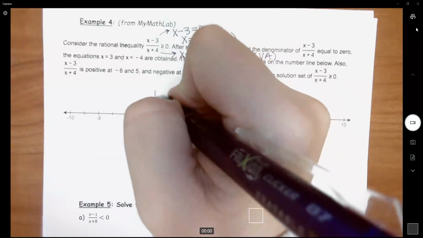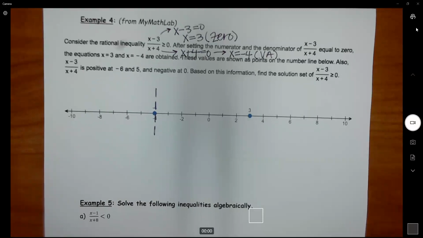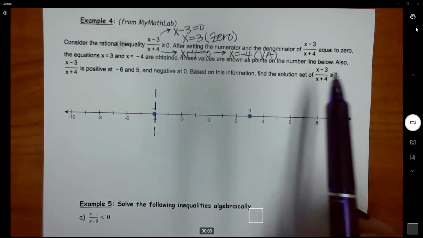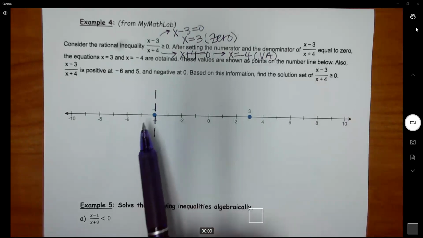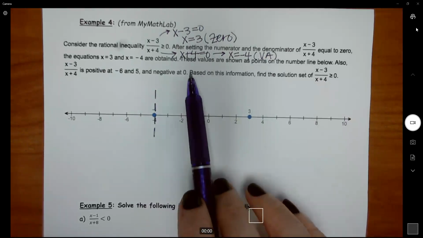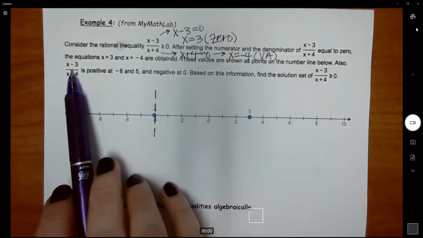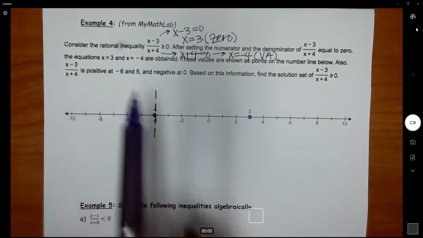Now, when you make these number lines, my suggestion is to make some dashed lines through your vertical asymptote, because remember from last video, vertical asymptotes never get brackets because we're approaching it, but we are never reaching that number. So I'm going to put a point, but I'm going to represent the vertical asymptote with a dashed line. Then it goes on to say, these values are shown as points on the number line below. Also, (x minus 3) over (x plus 4) is positive at negative 6 and 5.